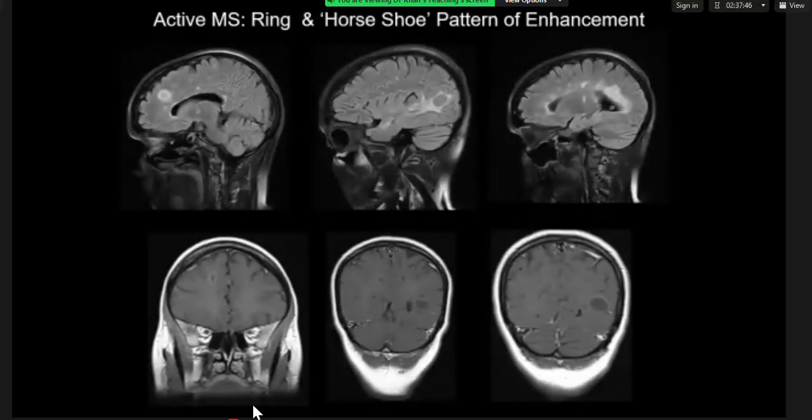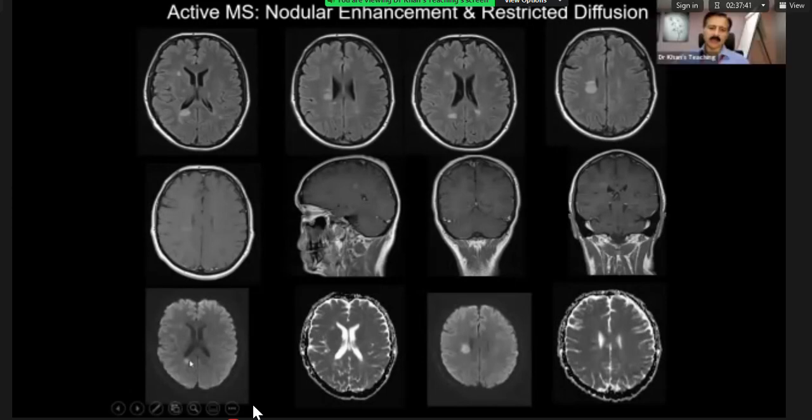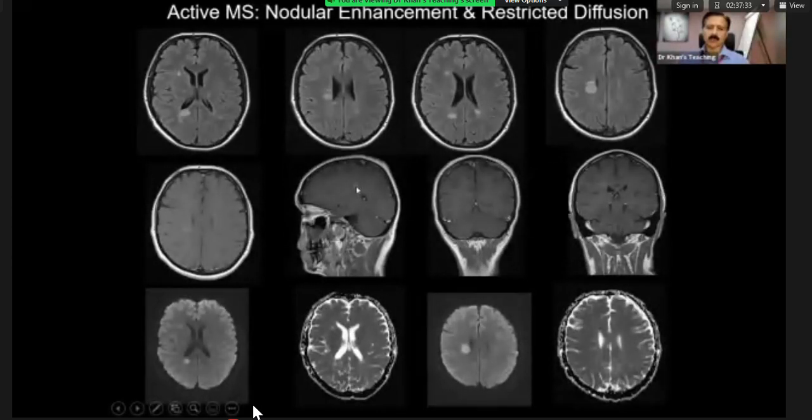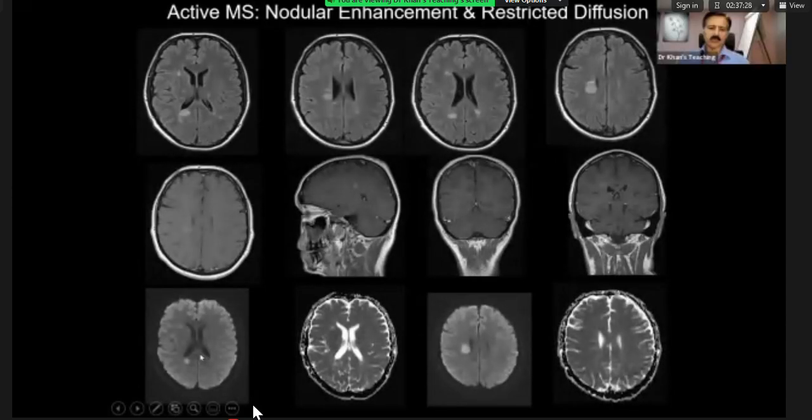And then there can be another enhancement which is known as nodular type enhancement. So if you see here, this is nodular. So nodular enhancement, ring enhancement, and horseshoe shape enhancement. Then comes the role of diffusion weighted sequence.